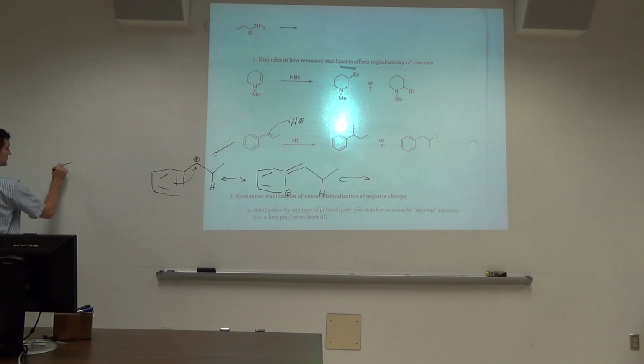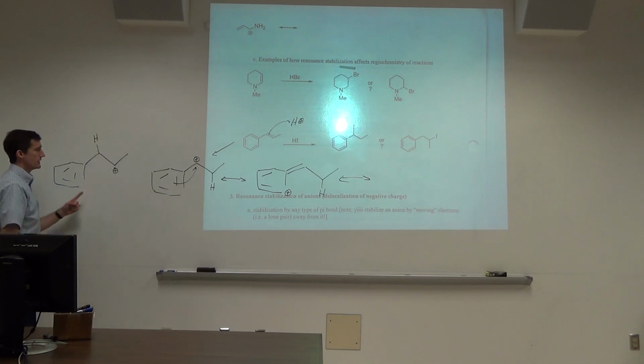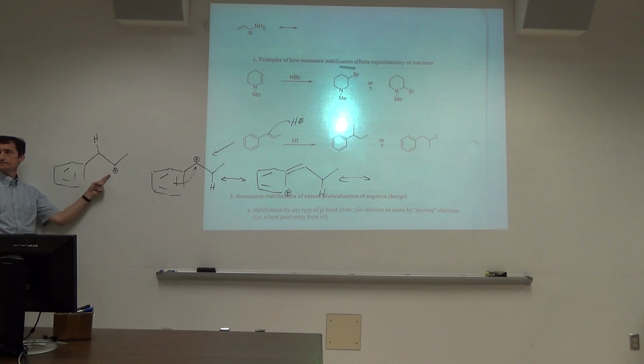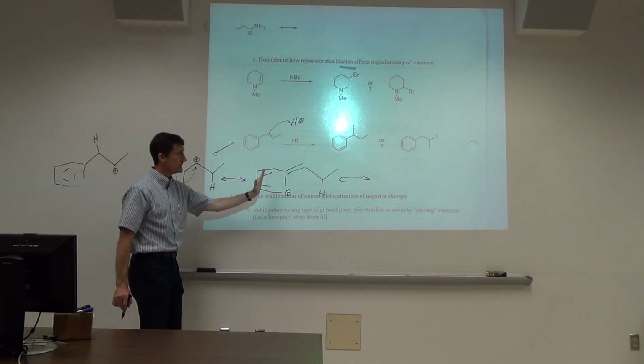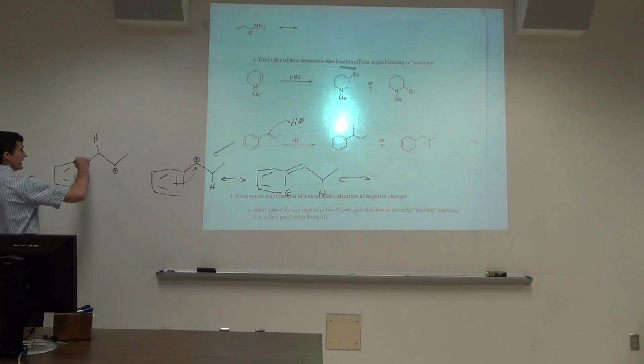If we had added the H to the other carbon, H here and plus there, is there any resonance possible for this carbocation? Why not? Because it's too far away from the bond on the benzene. Right. There's no p orbital here. What is resonance really? It's conjugation of p orbitals is what it ultimately is. Here you have p orbitals all the way around this ring.